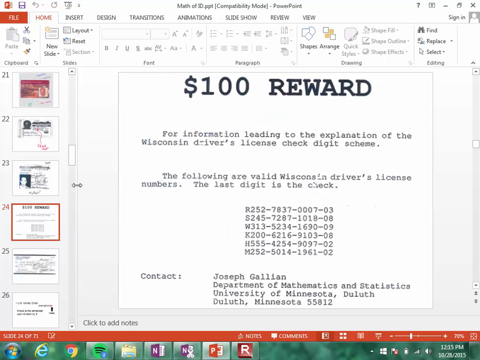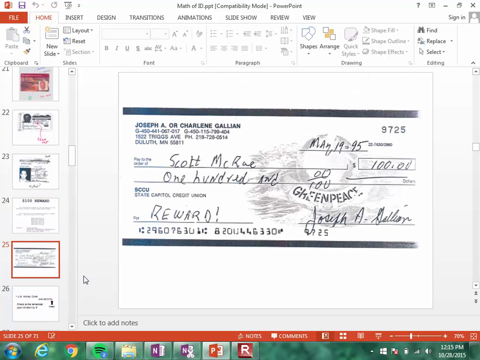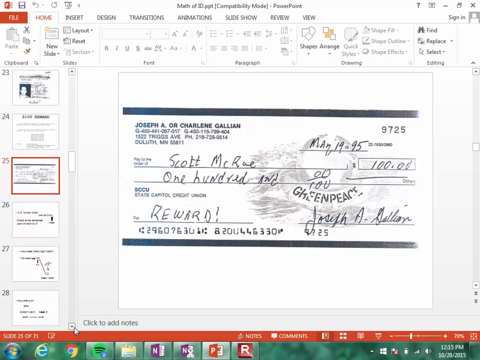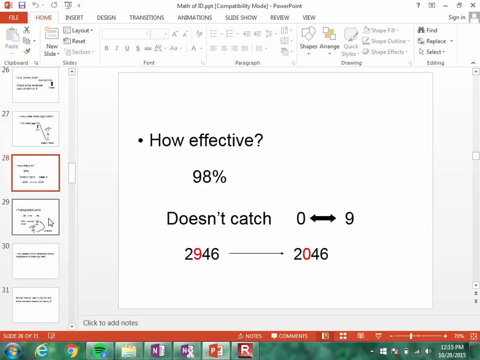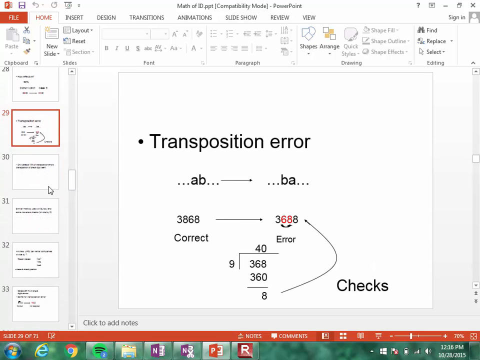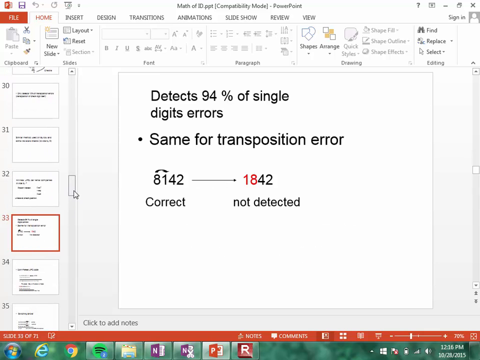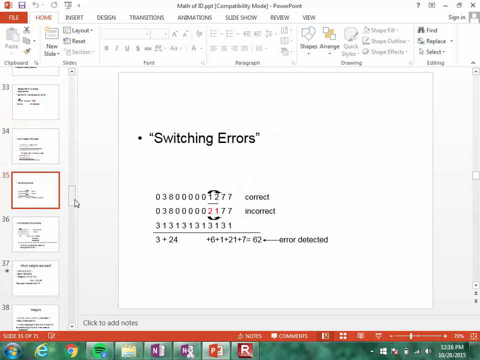And Joe had a contest for trying to figure out a Wisconsin driver's license check digit. I can't remember if he figured it out and just had a reward for it, or he actually didn't know and wanted someone to figure it out. Here were some samples, and Scott McRae figured it out, and then Joe wrote him a check, I guess. So if you have a large enough sample, you can try to figure out the algorithm to get that check digit. This is getting to the math major stuff. We're not going to go in quite this much depth.